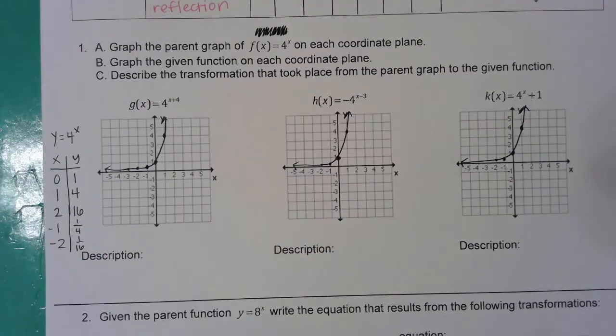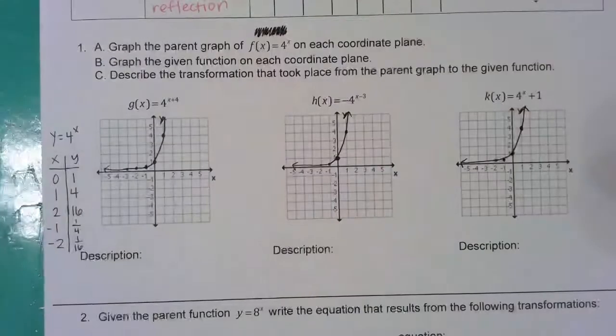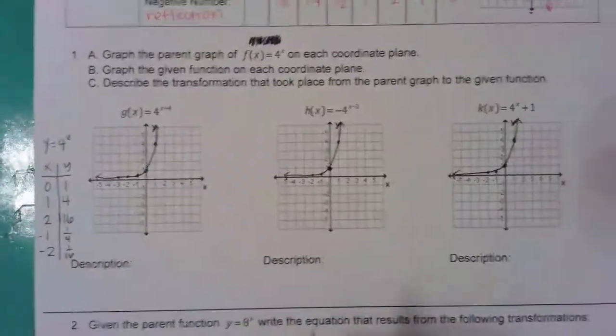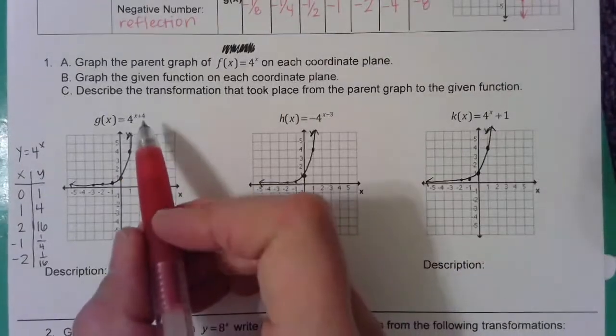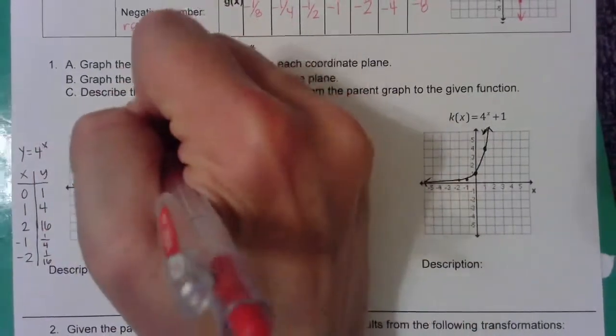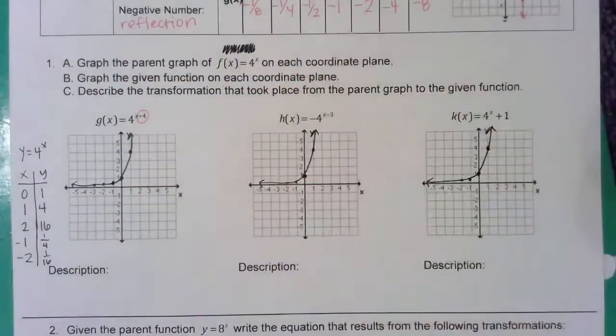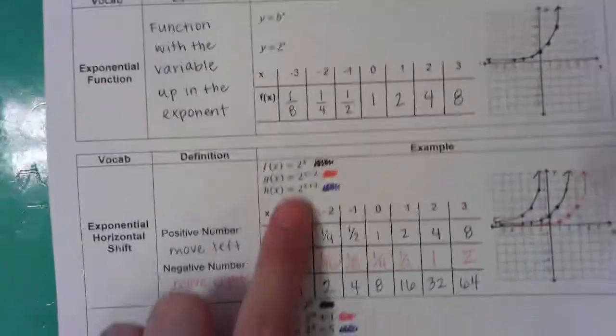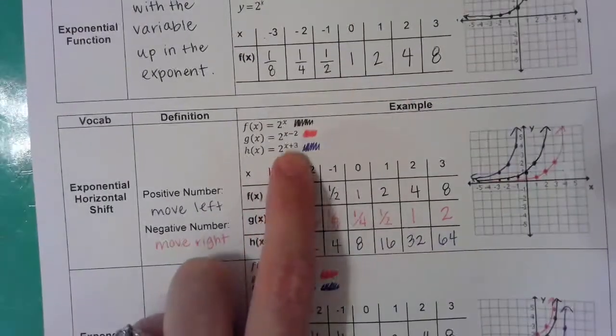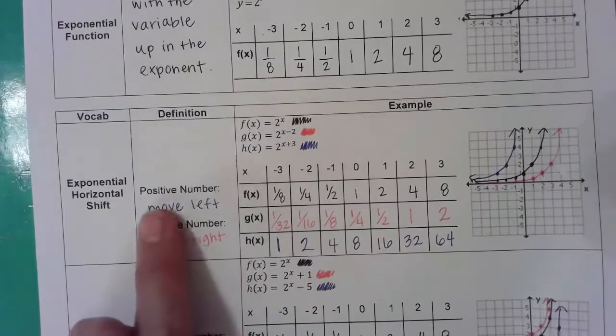So it says to graph each of the given functions on the coordinate plane and then describe the transformations. So we're not going to make tables for all of these. When we do the work for them, we're going to try to just compare them to the parent function and practice what we did. There's a +4 up in the exponent. And so if you refer back to the notes over here, when there was a plus number up in the exponent, we said a positive number up in the exponent moves it to the left.